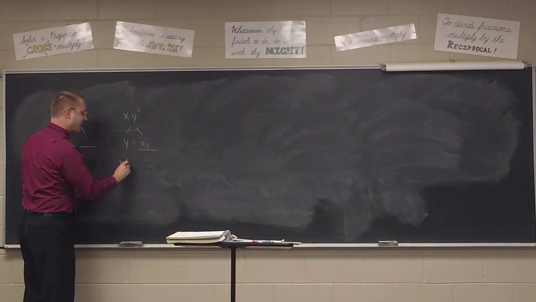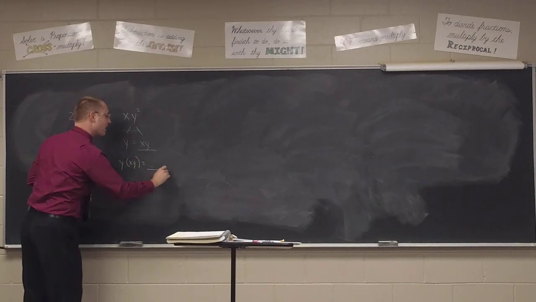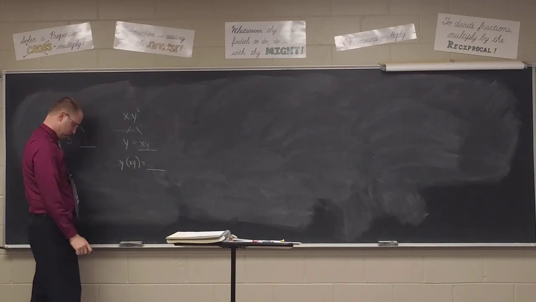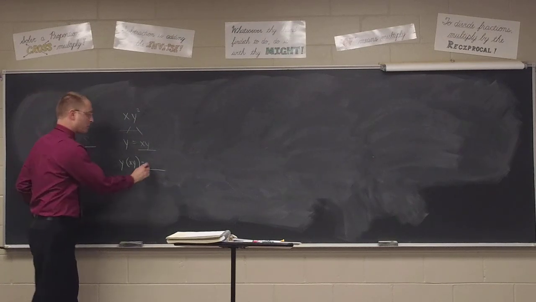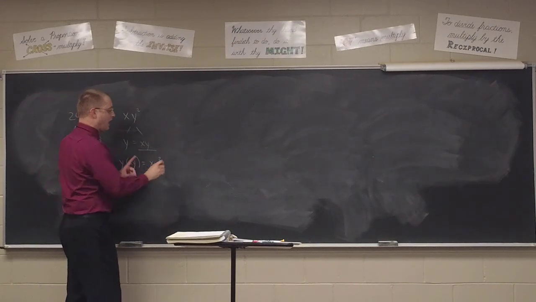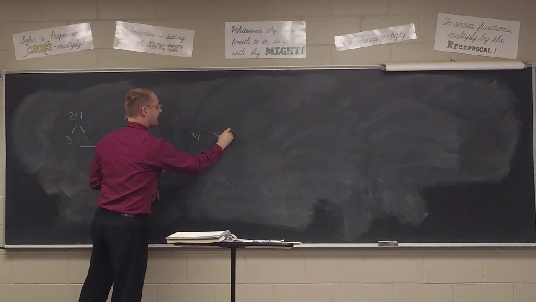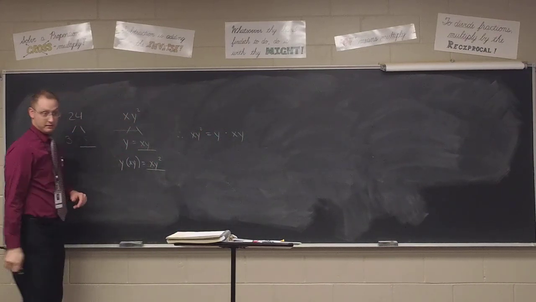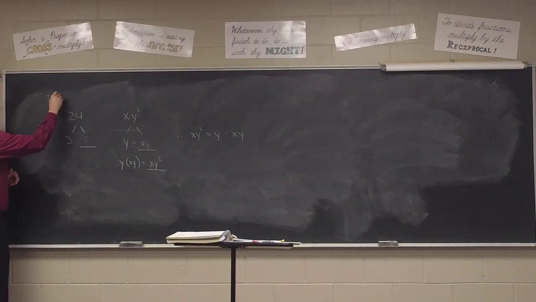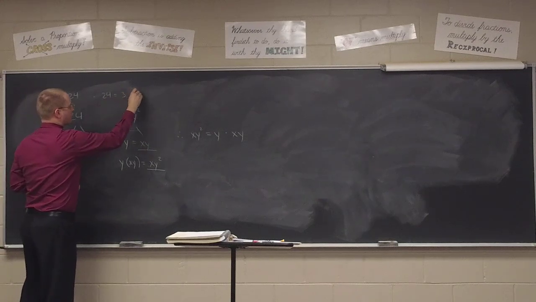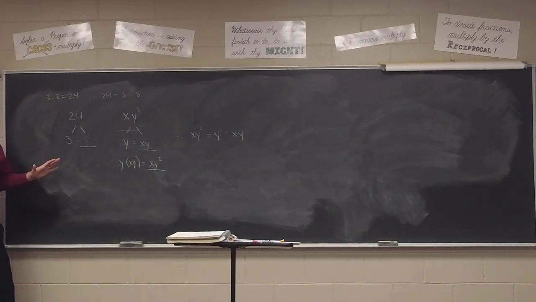Lana, y times xy equals what? Wait, Lana. What, xy squared? xy squared. Don't overthink this. Therefore, xy squared equals y times xy. 3 times 8 equals 24. Therefore, 24 equals 3 times 8. That's easy, right? Don't make this hard.